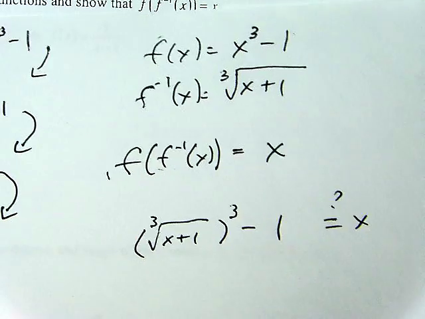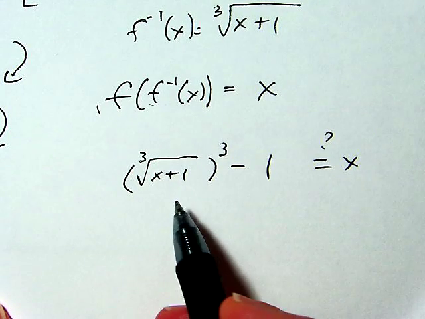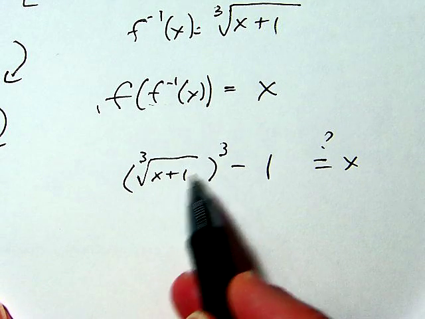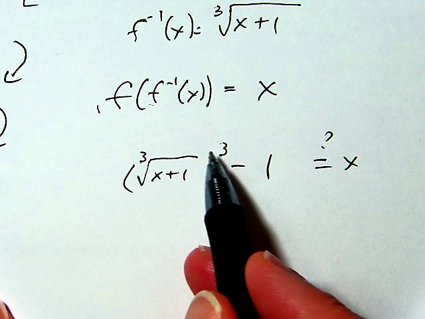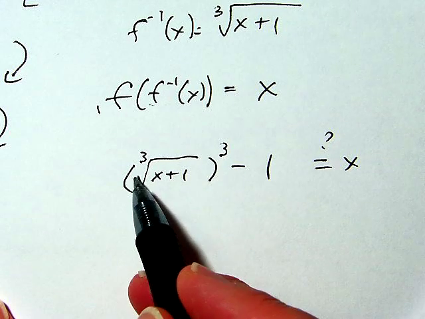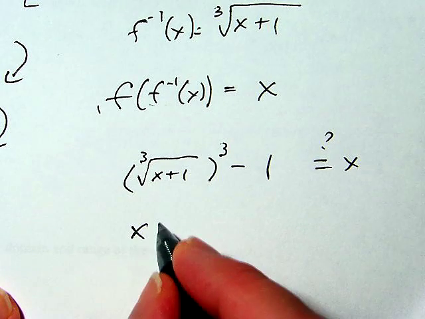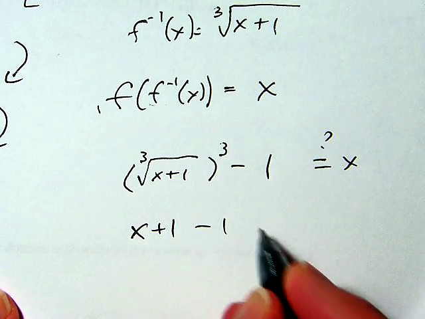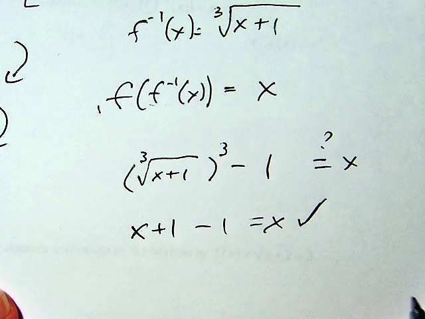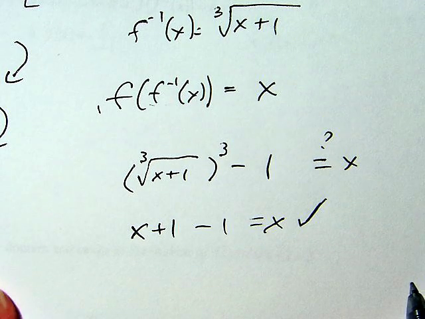And let's work this out. So it's not too hard, though. Look at this. The cube root of x plus 1 cubed, well, if you take a cube root and cube it, you just get rid of the radical sign. We end up with just x plus 1. Minus 1 equals x, and hopefully that's real easy to see. It is true.